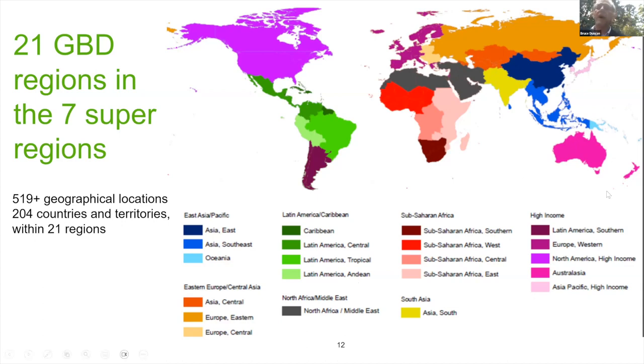There's also a high-income region, which is not geographically specific. It takes the high income from the Southern Cone, from North America, from Australia and New Zealand, from Asia, and puts them all together into one region. So there are 7 super regions, 21 regions, 204 countries and territories, and then 519 geographical locations, because some of the countries are broken down. For example, for Brazil, we have more than Brazil. Each state has these estimates.